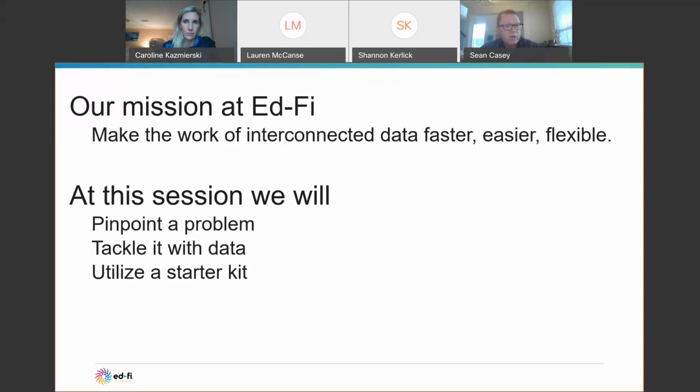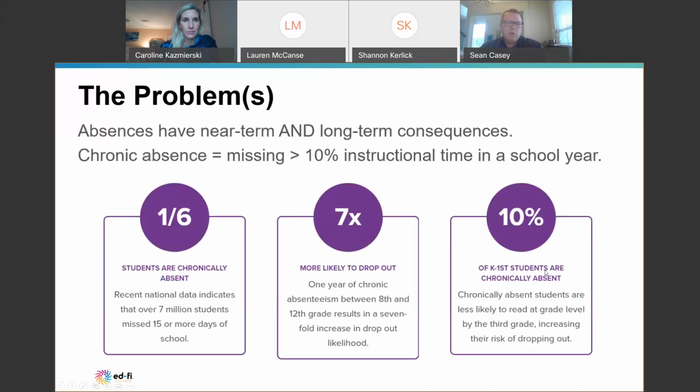And to do that, we're going to utilize something that the EdFi community calls a starter kit. And what we have done is we've harvested learnings and successful field implementation artifacts from other folks in the community who have solved this problem and packaged those things up into a very straightforward set of steps that you can follow in order to realize the benefits of this solution in your environment too. But to start with, let's focus on the problem itself.